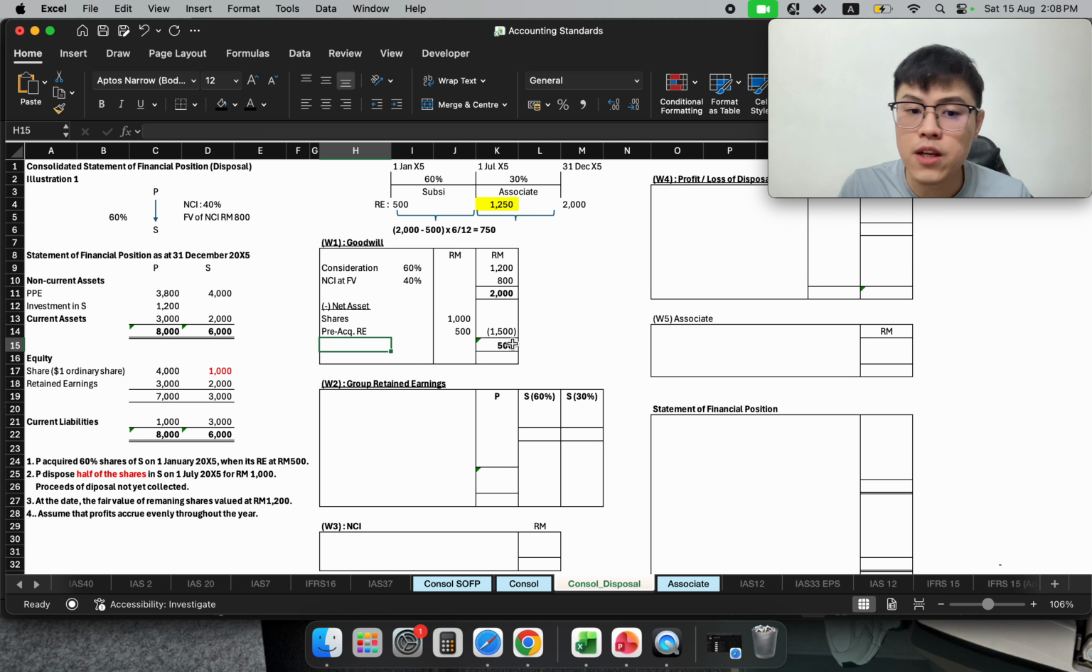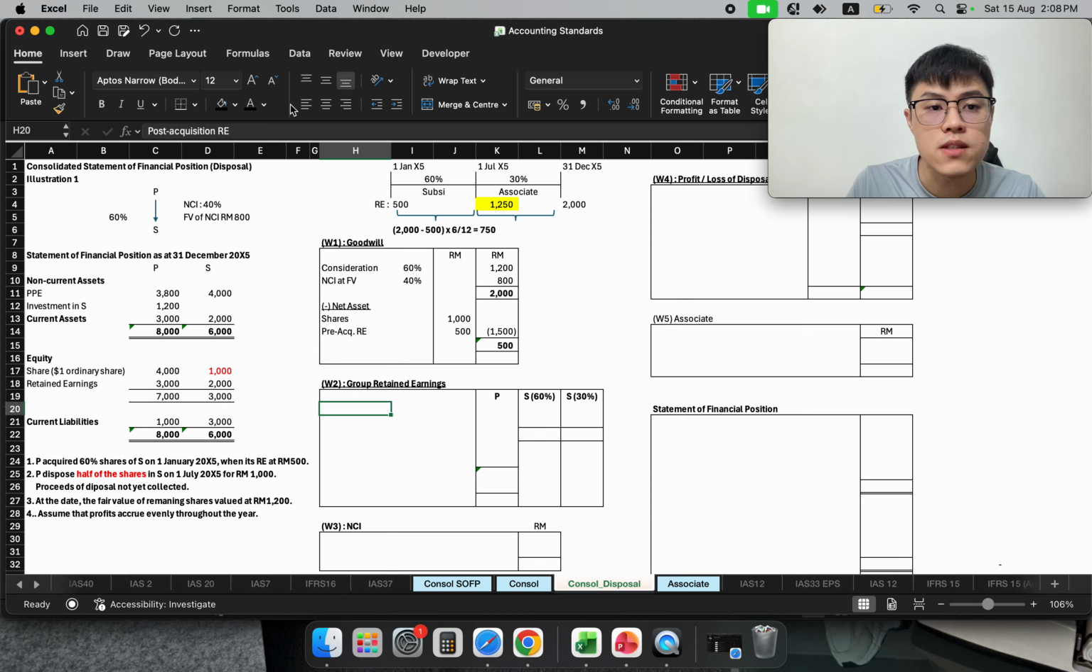And after we share the goodwill, retained earnings will be one of the very important steps. As per the question, post-acquisition retained earnings, parent, we have 3,000. Subsidiary, during the time of 60%, 60% will be earned in this period. So their post-RE is 1,250.